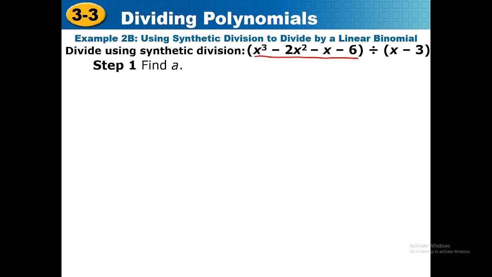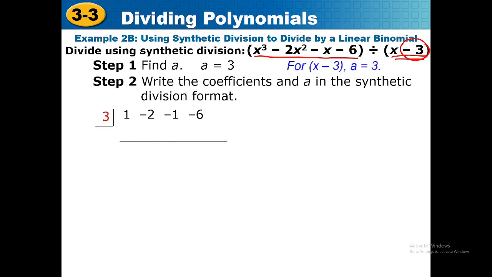Find a. A can be found in the divisor. What's the opposite of negative 3? Positive 3. Therefore, the value of a is positive 3. It's simply the opposite of your divisor. Whatever the sign in your divisor, take the opposite, and that's the value of a. Take note, we have already the value of a.